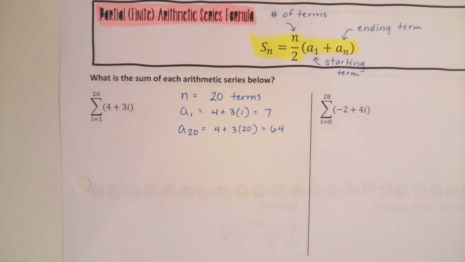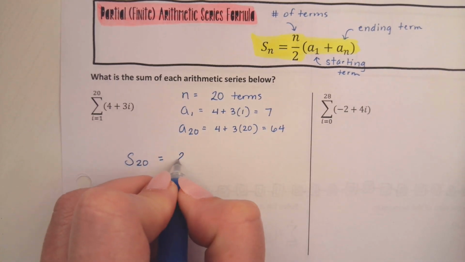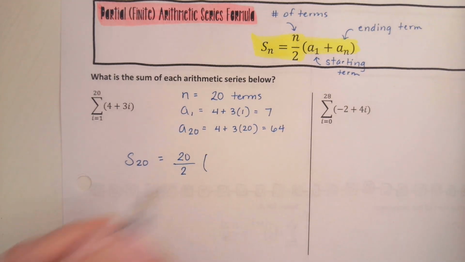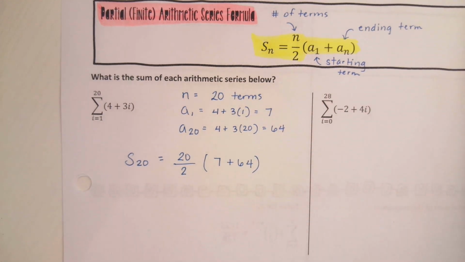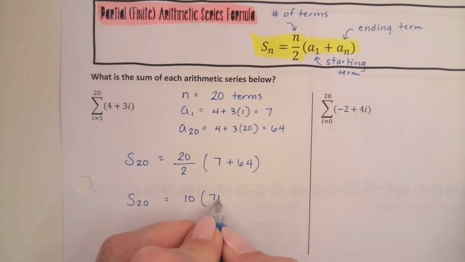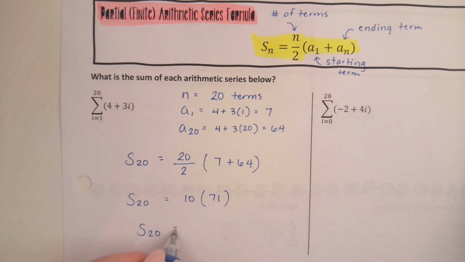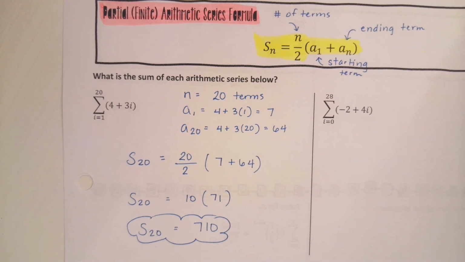So this would be called the 20th partial sum because we're just finding the sum of the first 20 numbers. So sum of the first 20 numbers equals, and then we'll put the number of terms divided by 2, and then we'll put our A1 plus our A20, 7 plus 64, and then we'll just simplify that. So sum of the first 20 numbers would be 10 times, what's 64 plus 7? 71. So then that would be 710 for the sum of the first 20 numbers. Yeah, not bad. It's nice not having to find all 20 of them and then go back and add up all 20 of them. That would be a pain in the butt.